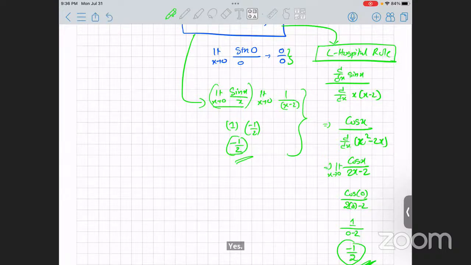And there are a total of 7 indeterminate forms. The 0 by infinity is 1 by 0, right? 1 by 0 is infinity. 0 by infinity is 0. The forms are: zero by zero, infinity by infinity, infinity minus infinity, 0 power 0, 1 power infinity, infinity power 0, and 0 into infinity. These are the 7.